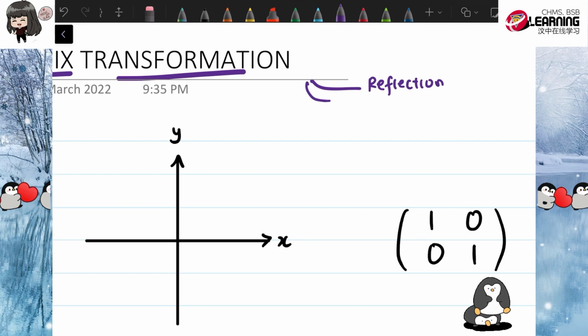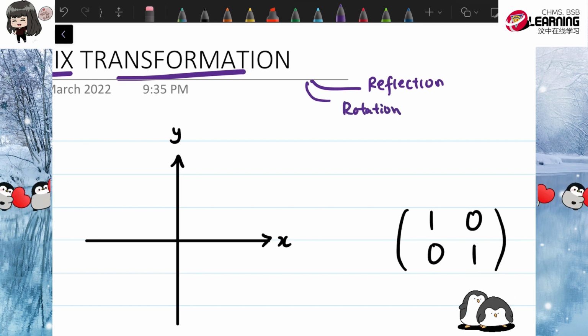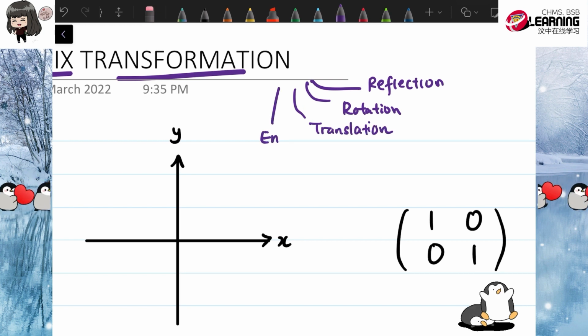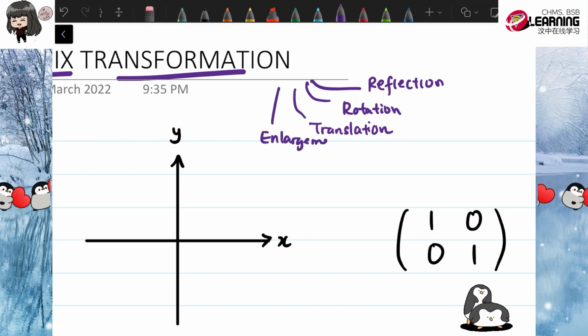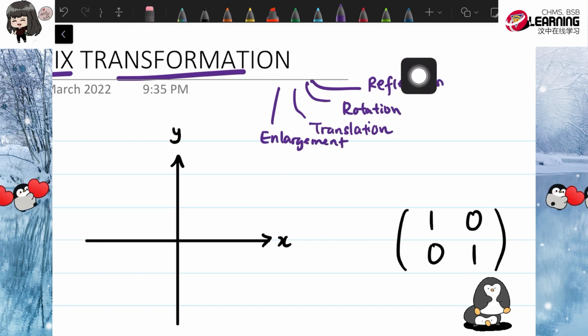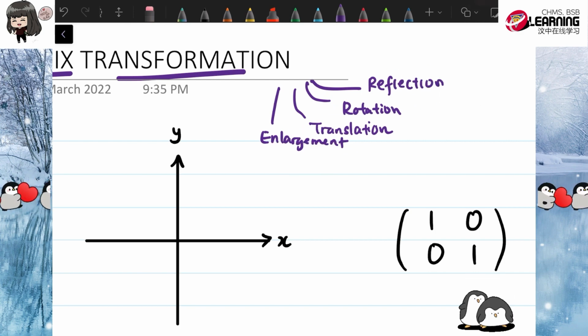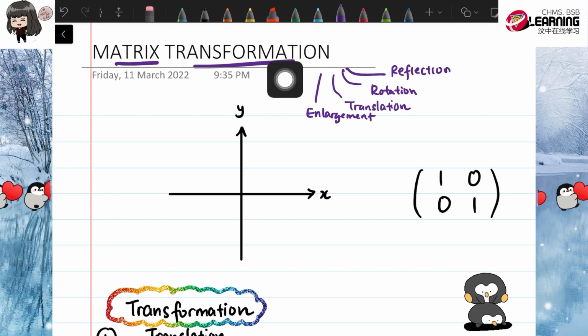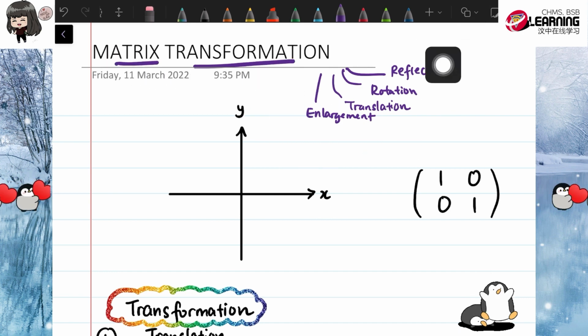And then we have rotation. We have translation. And we have enlargement. We have 4 of these transformations. We only have 4 in all levels that we learned before in year 9. We learned this already. And then what is matrix transformation? These 4 transformations, right?